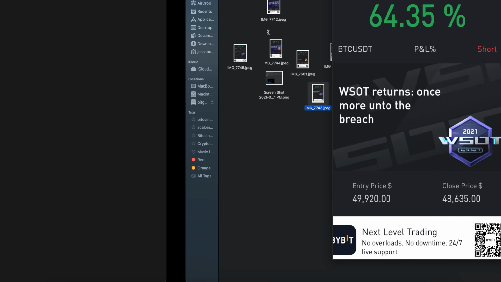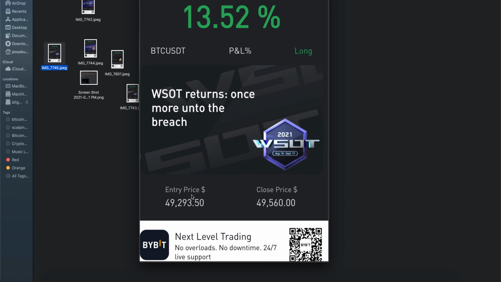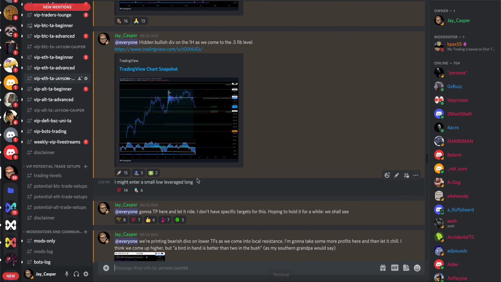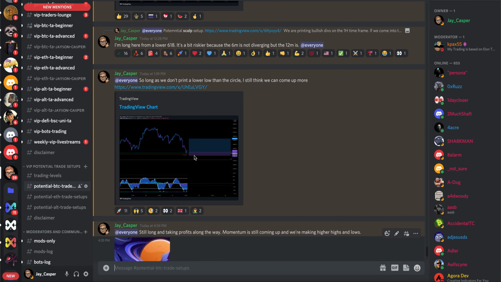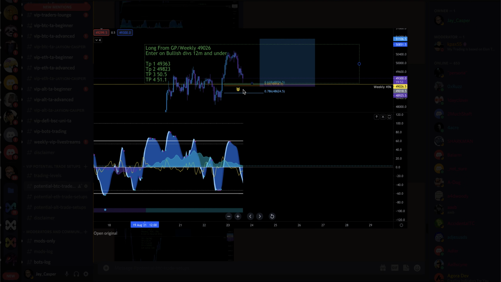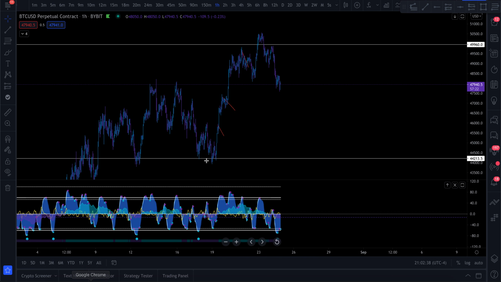I want to show you some of those longs that I've taken in the downtrend. I took one of the longs right here from about 49K. That one was a trade that I had in my Discord, potential Bitcoin trade setups. You can see that a few days ago I posted this setup before it happened, as we were coming down to that important level of 49K. And that was a trade that I did take when we came down to 49K right here. You see we get a big bounce to the upside.